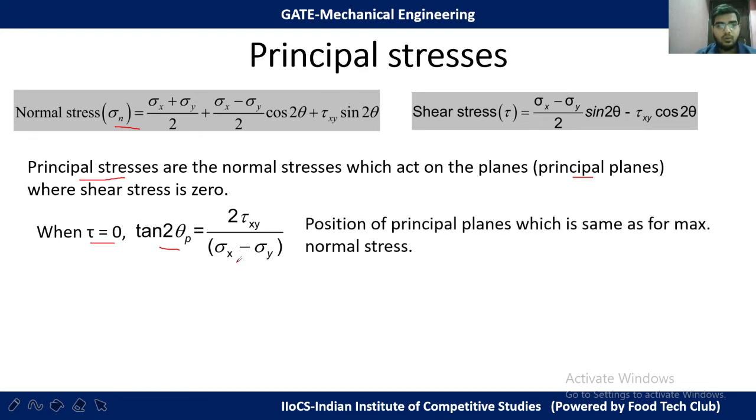Okay, so we can see that the position of the principal planes is the same as for maximum normal stress. In the previous slide, we found what theta p will be for maximum normal stress. So if we compare this with that, both relations are the same. So the conclusion is that the principal planes are the same planes where the maximum normal stress acts. At the principal plane, maximum normal stress also acts and shear stress will be 0.